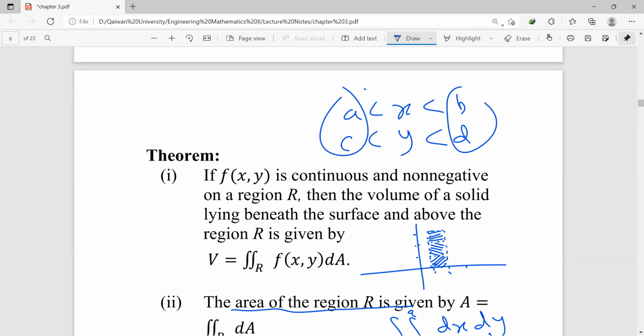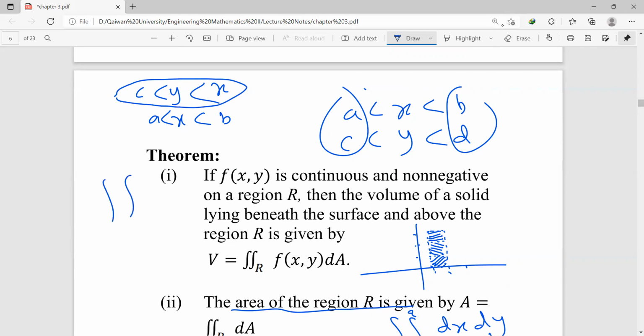But if, let's say, you have y from c to x, and x from a to b, in this case, which one should be first? Here, we must take the first integration with respect to y. So the integration becomes dy dx. That means it's from c to x, then from a to b. Always the constants must be the second. But if both are constants, it's okay for either to be first and the other second. Okay?